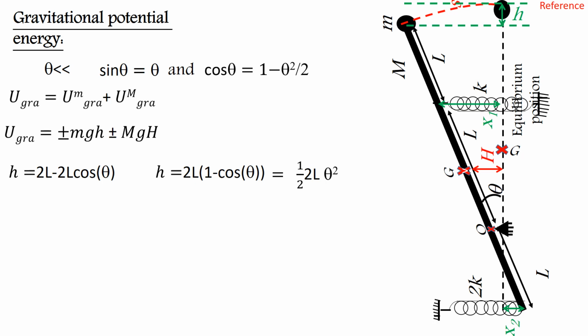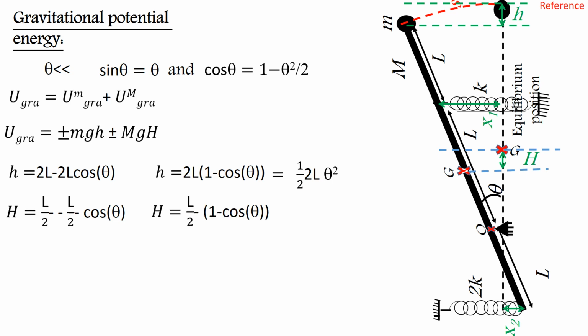For the second mass, we follow the same approach. You see that at equilibrium it was here. By the way, we can take different references. For each mass we can take its own reference. So I take this reference for the second mass, and it is h. You see the h instead of this, and by calculating, h is equal to L over 2 minus L over 2 cosine theta, and because theta is small, we can write it like this.